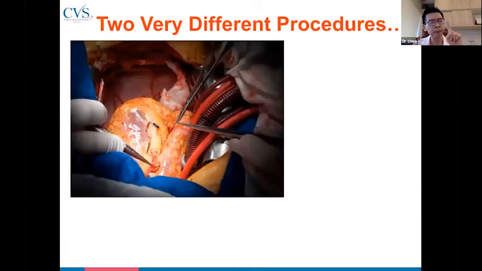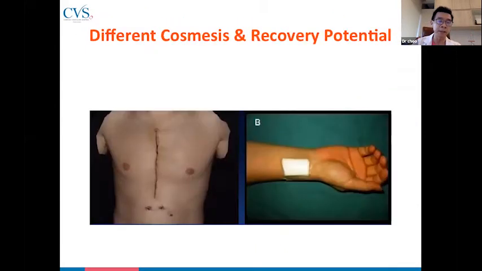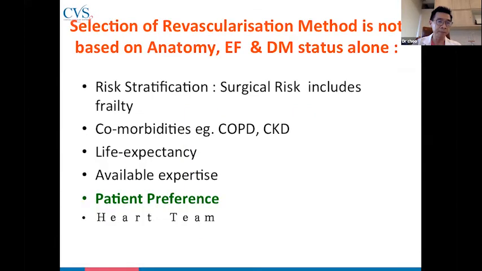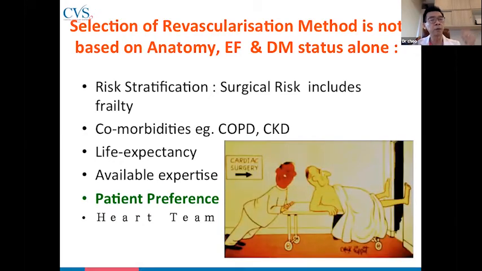But we also must remember that CABG and PCI are very different procedures in terms of complexity, in terms of the cosmetic result and the recovery of the patient. So we have to look at those scientific evidence, but also look at the available expertise locally. Now there is a concept in hospitals like Heartology and CVS. We have a team effort where we come together and discuss what is best for the patient. This is called the Heart Team. But of course, the patients must be in the know and they are the ones to decide whether they want to go into the operation room or not.